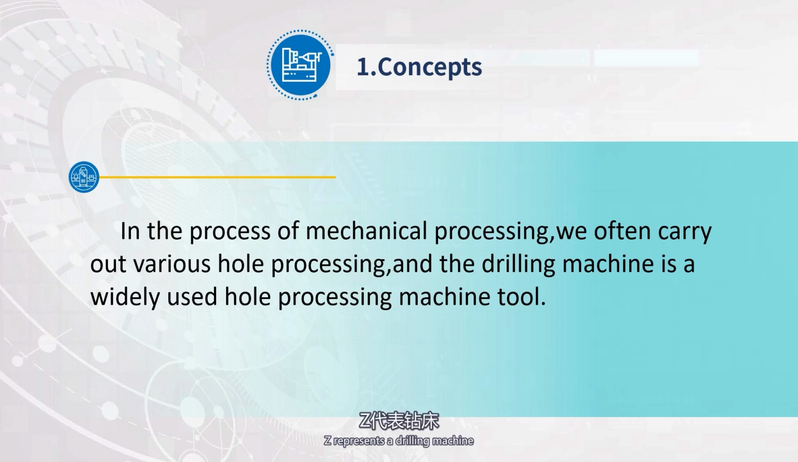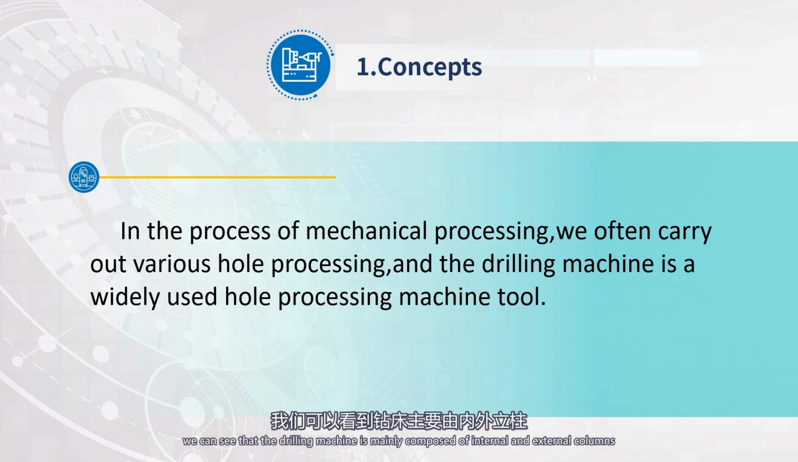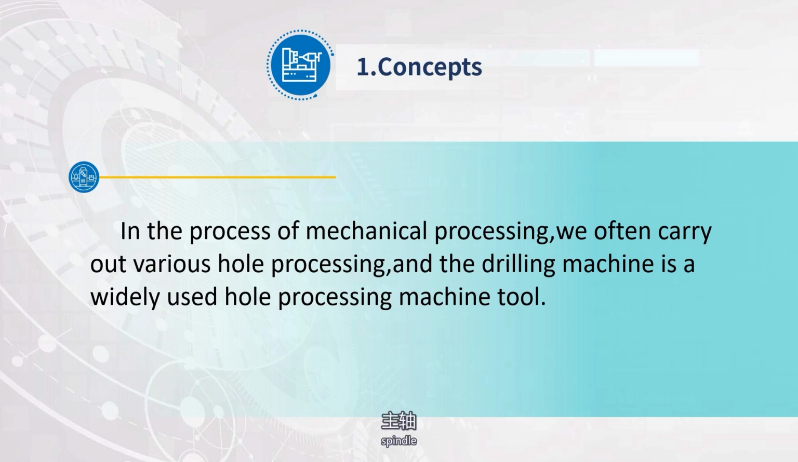Model meaning: Z represents a drilling machine, 3 represents a radial drilling machine, and 7 represents a maximum drilling diameter of 70 mm. Let's first understand the structure of the Z37 drilling machine to prepare us for learning its machine tool circuit. This is the structural diagram of the Z37 drilling machine. In the figure, we can see that the drilling machine is mainly composed of internal and external columns, rocker arms, spindle box, spindle, workbench, base, etc.